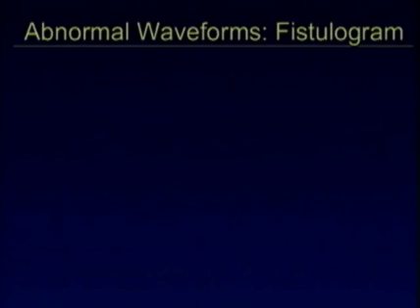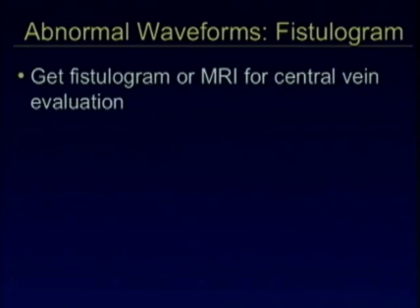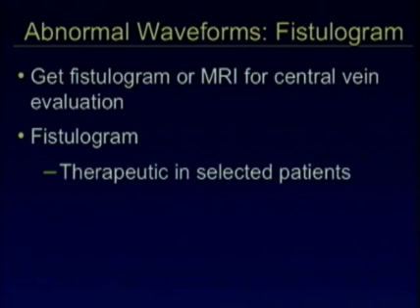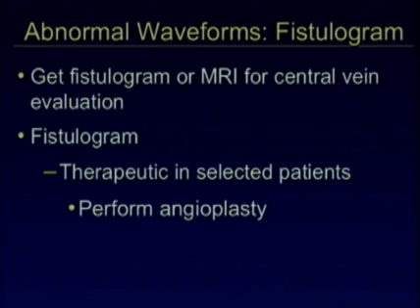If you see abnormal waveforms, what you need to do is to get a fistulogram or an MRI for central vein evaluation. For the fistulogram, that could potentially be therapeutic in selected patients because they could perform an angioplasty or they could place a stent. So if there's a strong suspicion, you could do that.